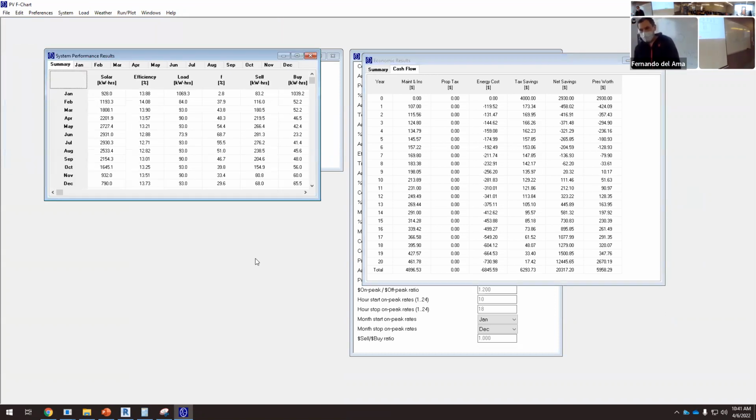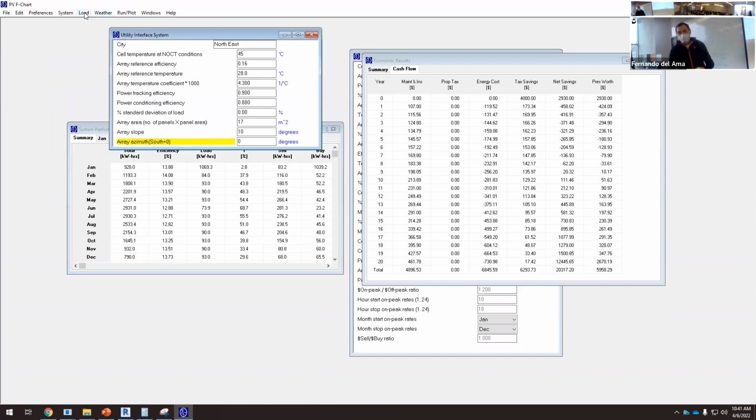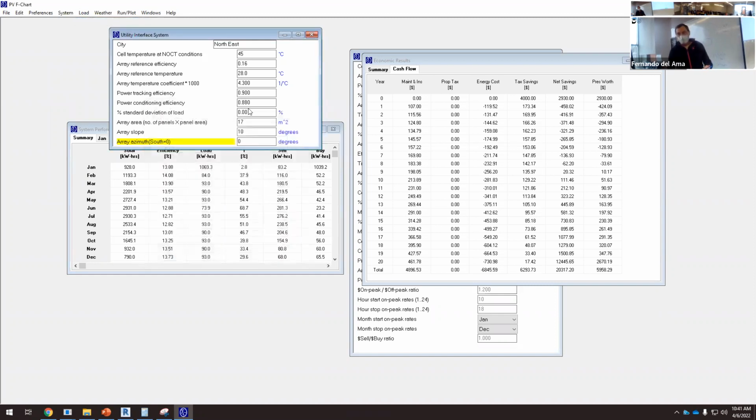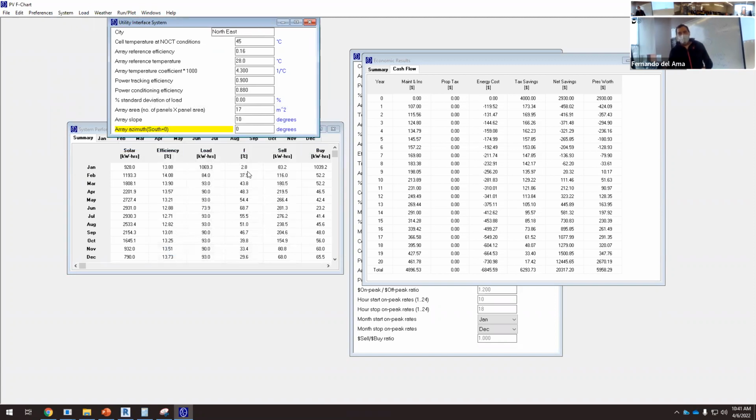And this is information. Here we have the F. F is the percentage of energy that I'm generating. So in January, I'm generating only 2.8%. In June, I'm generating 68.7. But again, that depends on the load. I haven't changed all the loads. I have done this only for January. Okay, so that's why for January, the result is very low, because I haven't changed the other months.